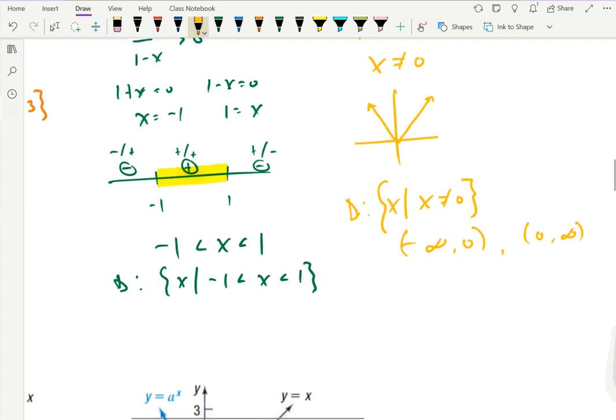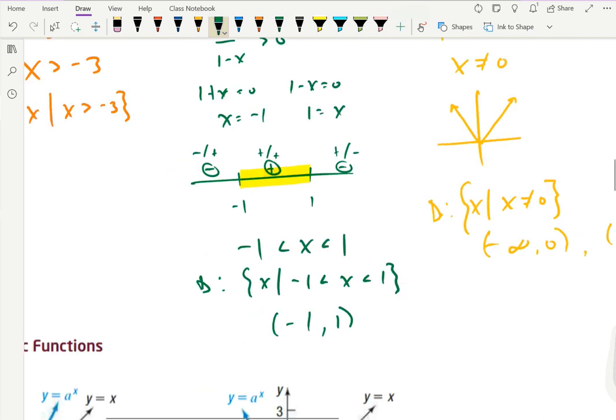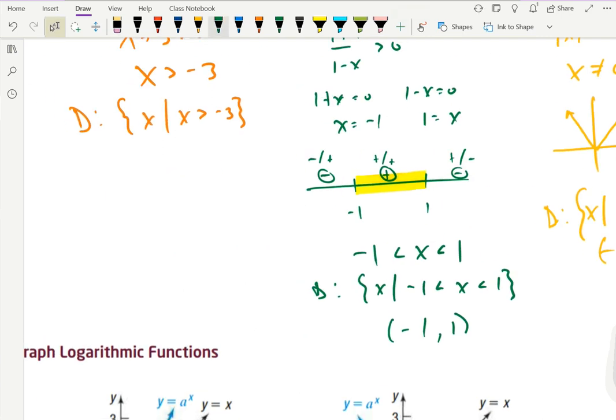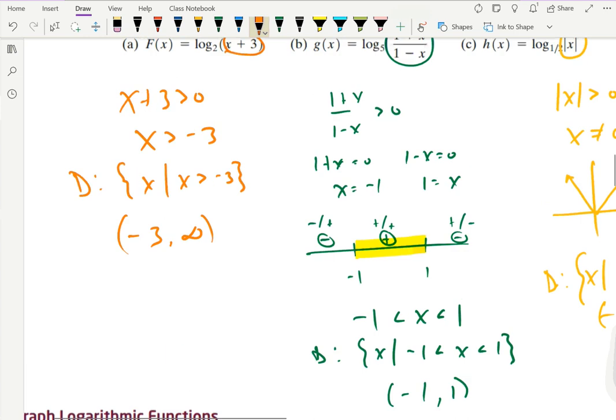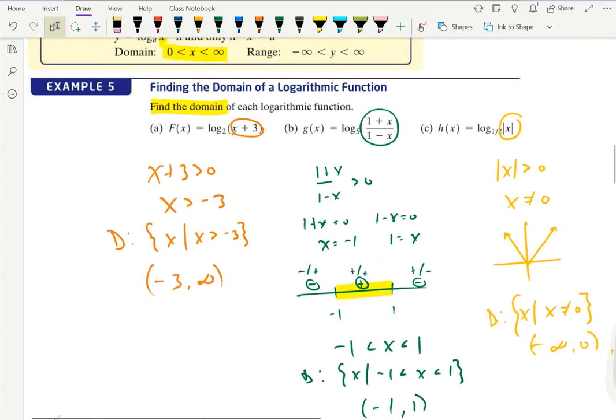If, just for the sake of example, I was doing the interval notation back over here, it would have been -1 up to +1. And over here, the interval notation on this one would have been x bigger than -3, so -3 out to infinity. So depending on how we're writing our examples and our answers, we could end up with a slightly different notation. So we have talked about the domain and range of a logarithmic function.